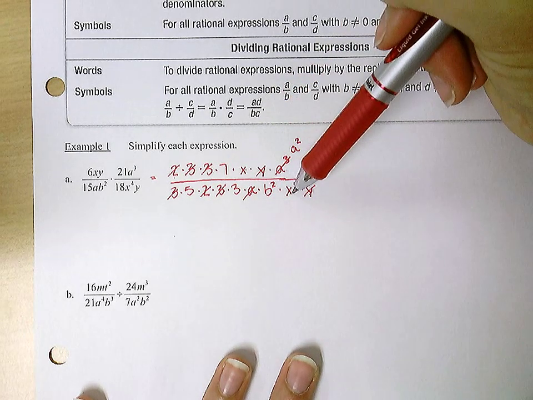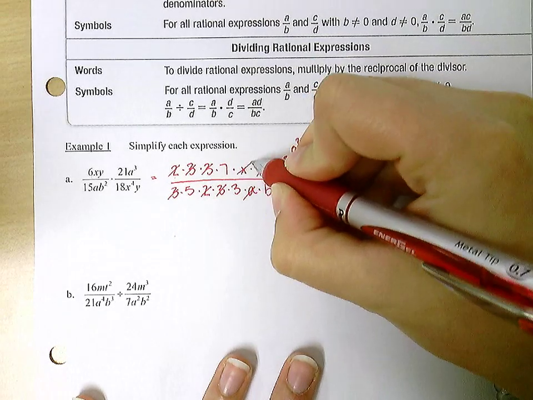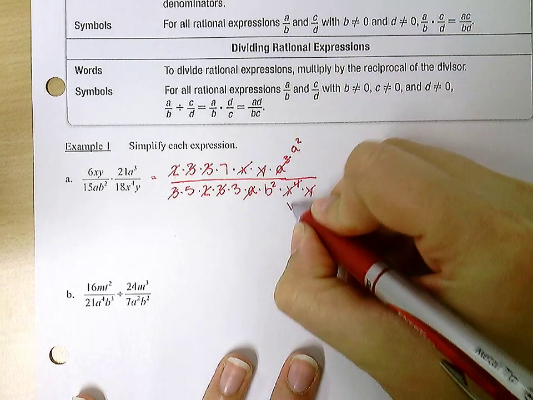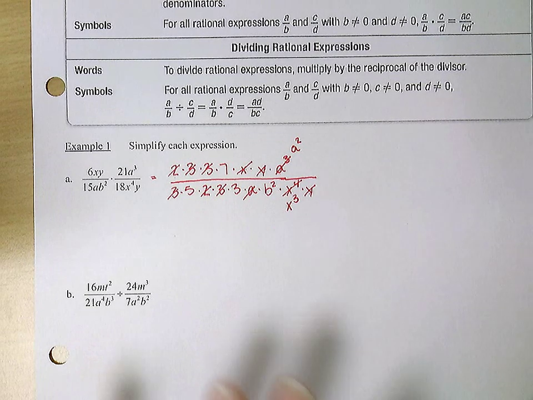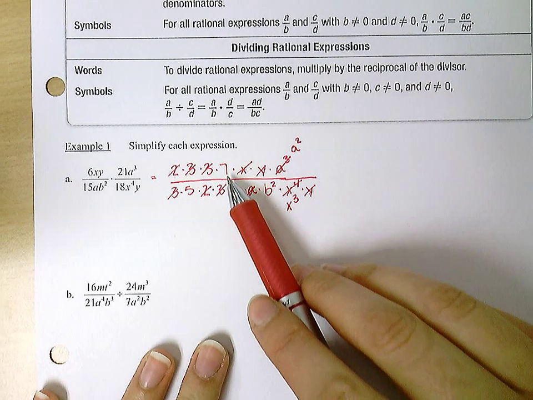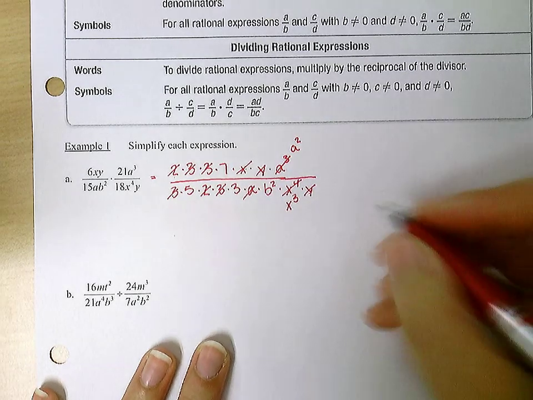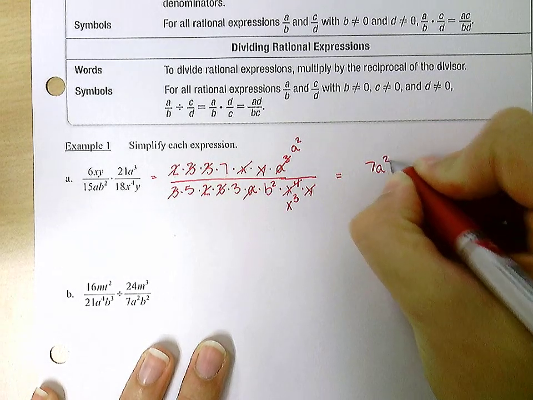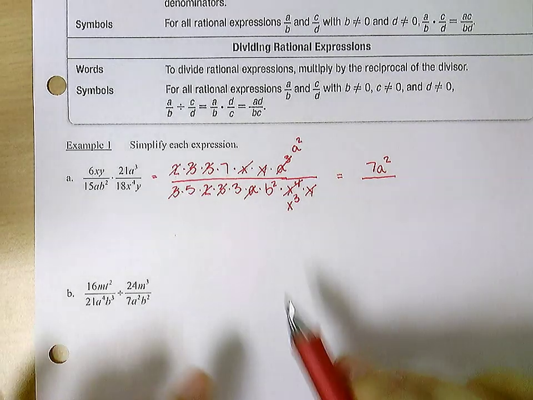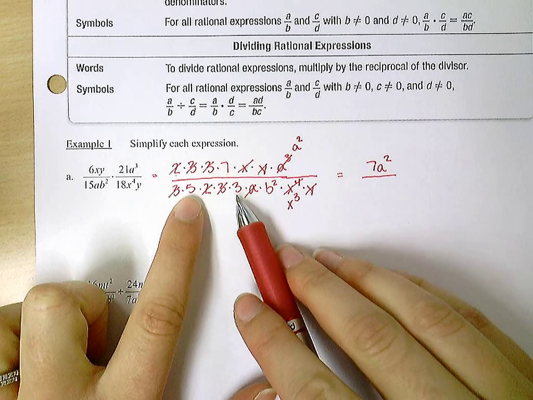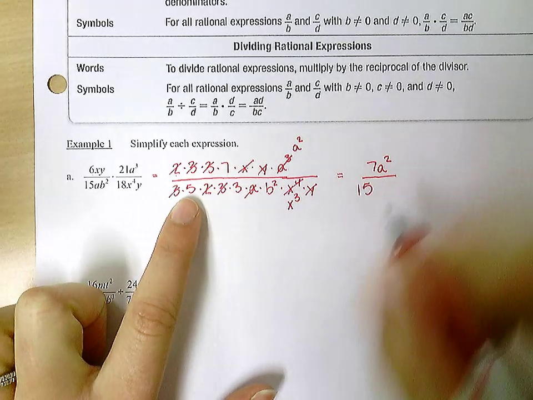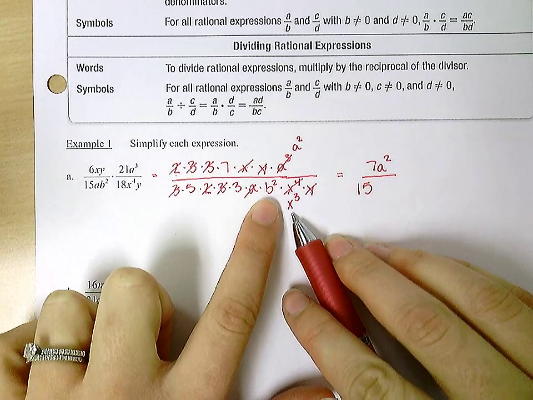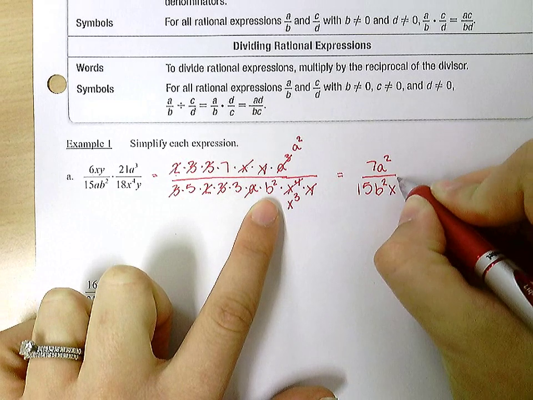Okay, same thing with your x's here. So I can cancel out the 1 in the numerator, and then the 1 in the denominator would be x cubed instead of x to the 4th. So now I can rewrite my fraction with what I have remaining. So I have a 7 and an a squared in the numerator. And in the denominator, I have 5 and 3, so multiply those to get 15. And then I also have a b squared and an x cubed.